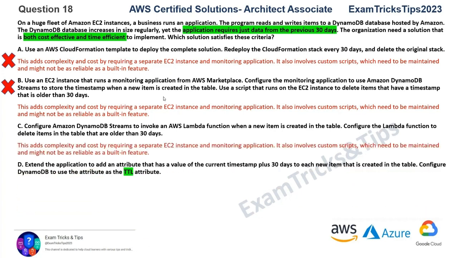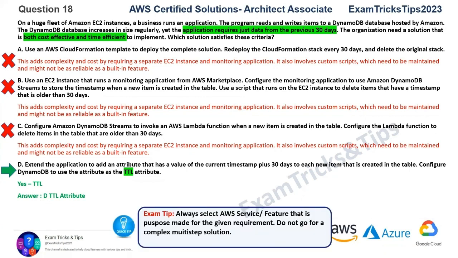We have already gone over this concept in detail as part of the problem analysis and the solution overview. This is the correct answer for this particular question. Time to live is the attribute you will be using. It's a configuration and nothing to do with redesigning. So option D is the answer for this particular question, the TTL attribute.